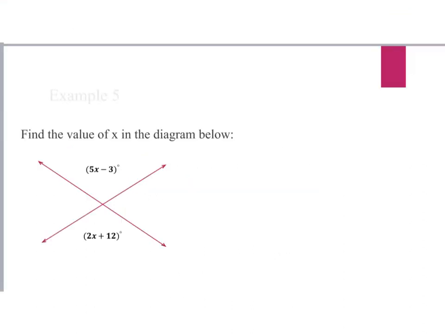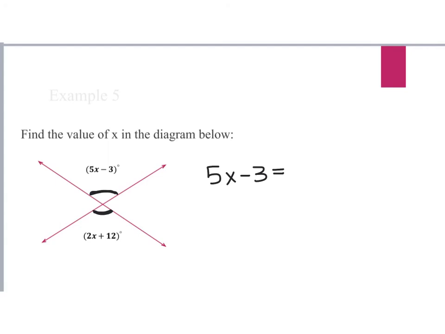Now for example 5, we're told to find the value of x in the diagram below. So we have two lines, and usually when you have what we call vertical angles, notice this angle here is vertical, or right across from this angle here. So these two angles are known to be the same or equal to one another. So when I'm given a diagram like this, if I have to solve for x, all I have to do is set the two equations equal to each other.